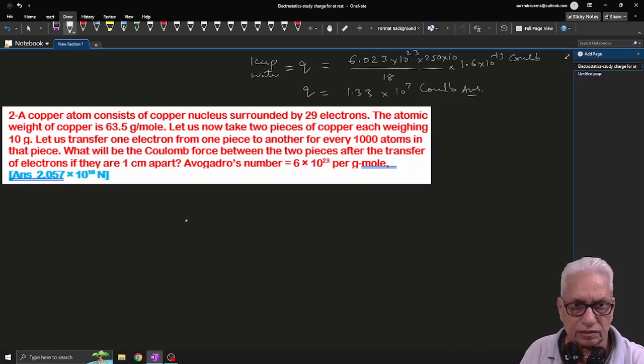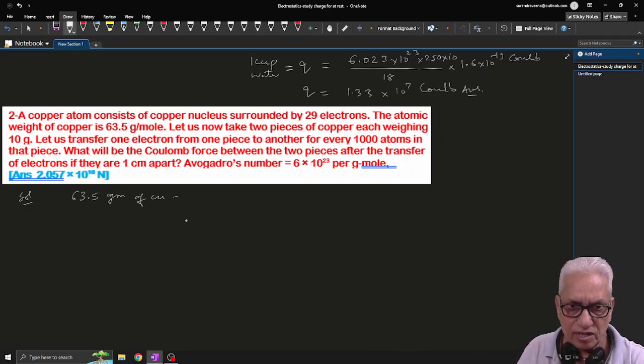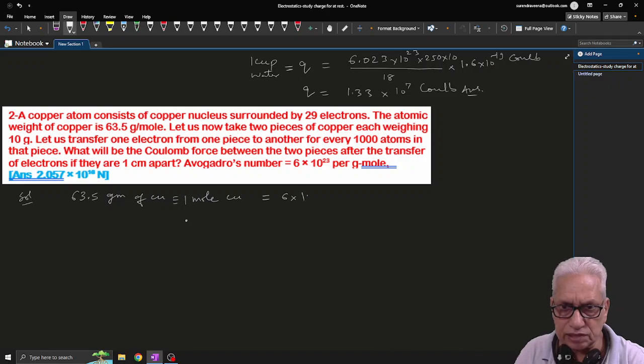In this question, a copper atom consists of 29 electrons and the atomic weight of copper is given as 63.5 gram per mole. So 63.5 gram of copper is equivalent to 1 mole of copper, having the Avogadro number, so 6 into 10 to the power 23 atoms.